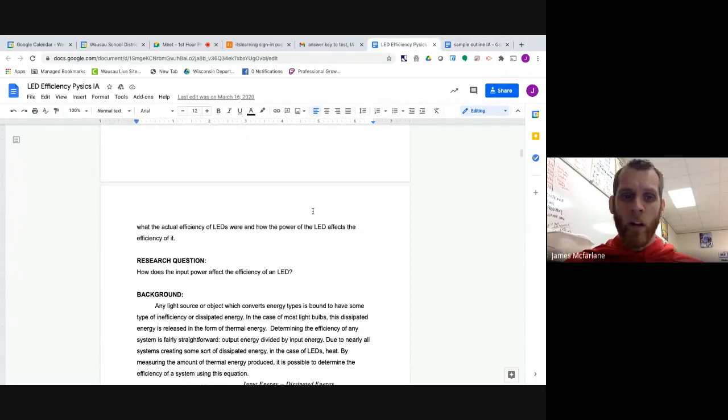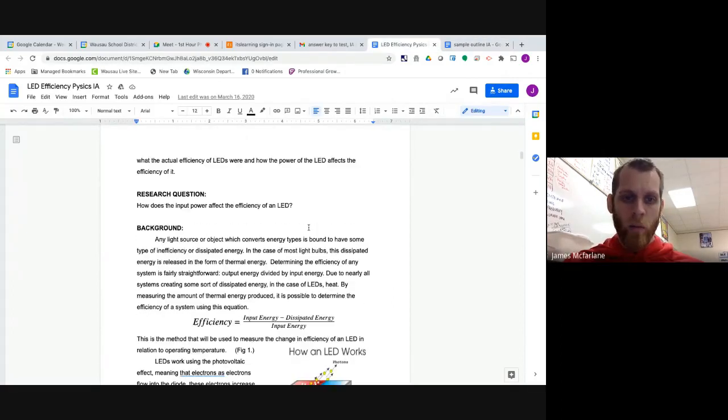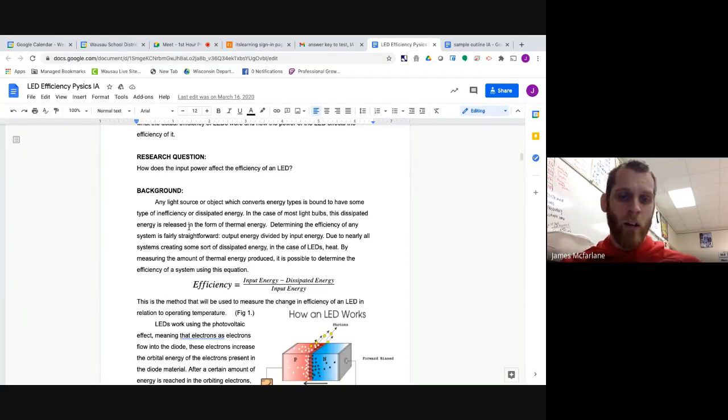So in a couple paragraphs or a couple bullet points, you're going to give some background. This person, in their background, talked about what efficiency is. He gave an equation for efficiency. It's basically output energy over input energy. But he broke it up even more, where the output energy is really just your input minus your dissipated energy, because the dissipated energy is not useful. So that was his equation. He talked about what that equation means and how he's going to use it.